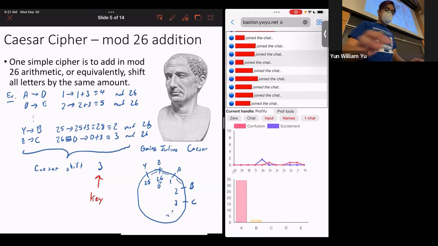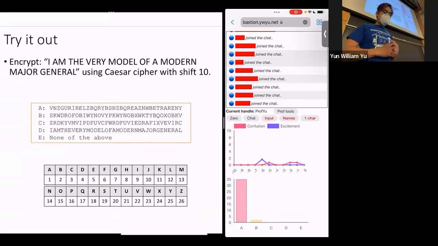So let's have you all try it out. Which of these is an encryption of "I am the very model of a modern major general," using a Caesar shift of 10? Grab one of these tables for myself. Of course, in order to do this, you have to first convert it into numbers, add 10, and then convert it back into letters.